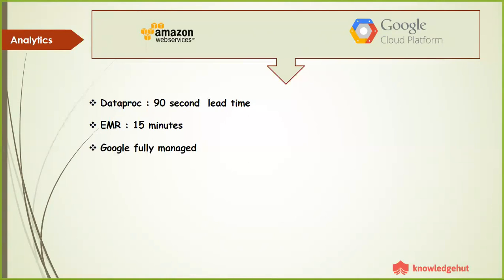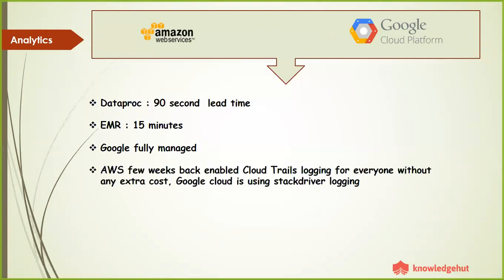Google's analytics services are usually fully managed, while Amazon is still trying different kinds of services. AWS a few weeks back enabled CloudTrail logging for everyone. They have done it just a few weeks back only, so it is available for everyone without any extra cost. They are as of now storing 7 days of data which you can use. And Google Cloud is using Stackdriver logging separately. It is again a subscription based system or service.